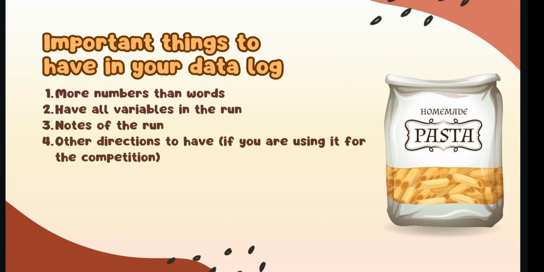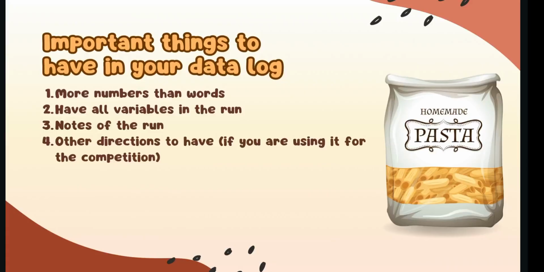The second thing to have in your data log is all the variables in your testing phase. This is very important. Include every single variable. These variables include the date you tested, which vehicle you used, and any changes you made the day before or the day of, the testing floor, like any other variables. And then the third thing you should have is notes of the run.